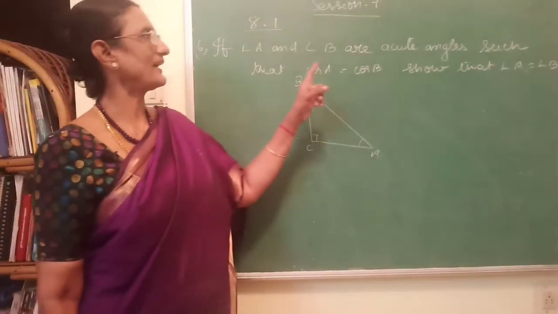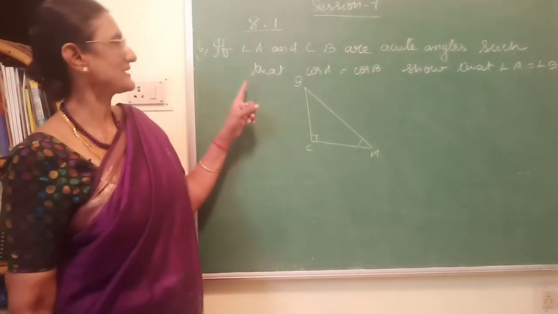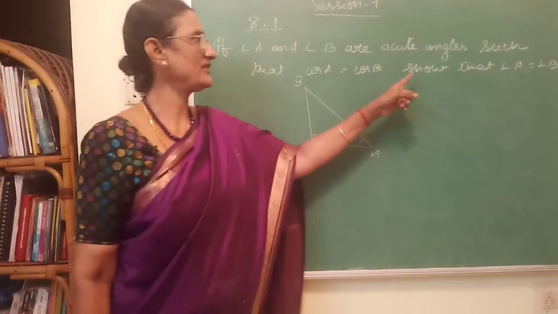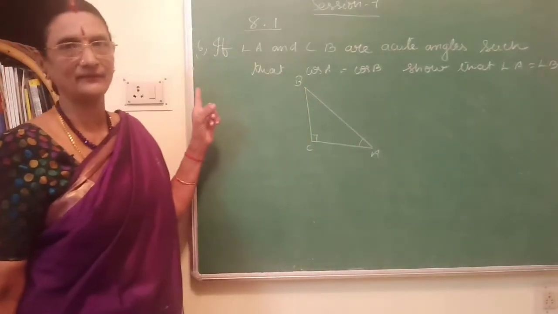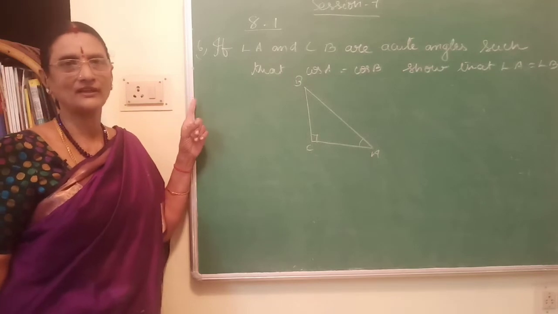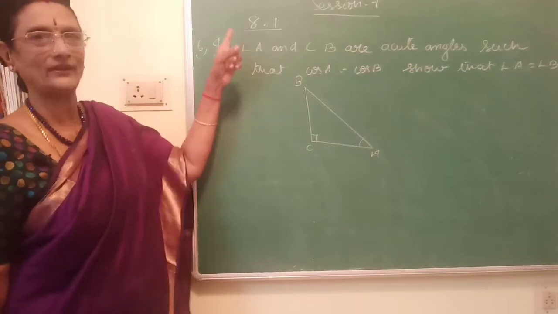If angle A and angle B are acute angles such that cos A is equal to cos B, show that angle A is equal to angle B. This is the sixth sum given in your textbook in exercise 8.1.